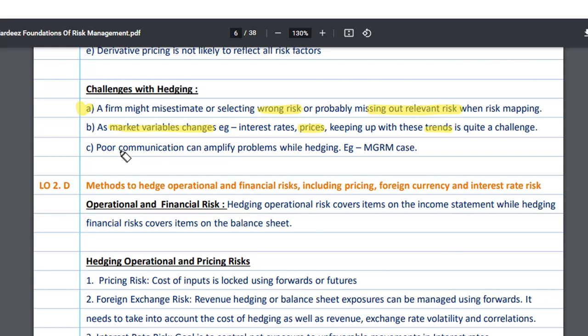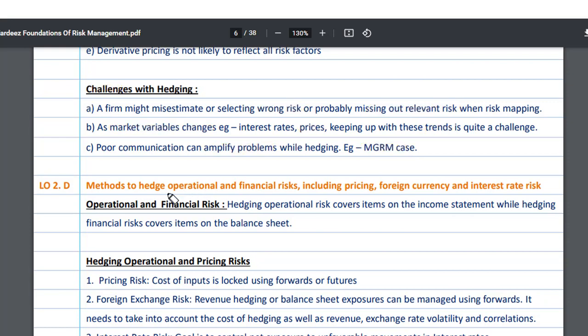Finally, poor communication with regard to hedging can amplify problems while hedging. The perfect example that we have here is the MGRM case study. Over here, they entered into a hedging program, but they could not effectively communicate their strategy to their parent company, and in the process the top management asked to close all their open hedged exposure, and they faced huge losses as part of their hedging program.